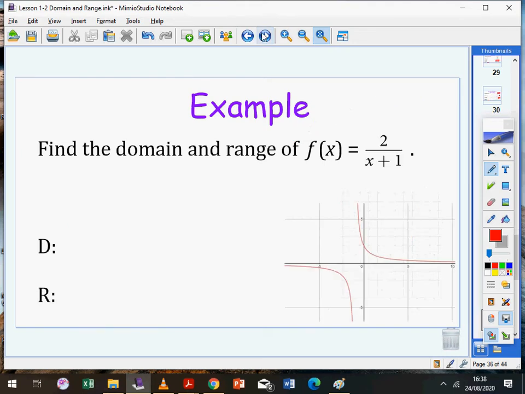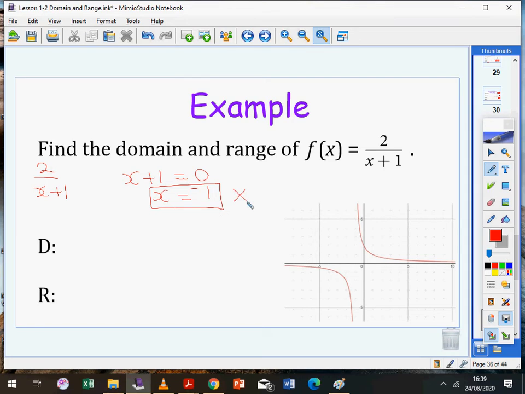Remember, square bracket means included, curved brackets mean not included. And this is another one where the denominator can get funny. In order to know what values of x make this function undefined, I need to solve for the denominator by equating it to 0. When I equate it to 0, I can see that x equals -1 would make this function undefined. So I know immediately that -1 cannot be part of the domain.